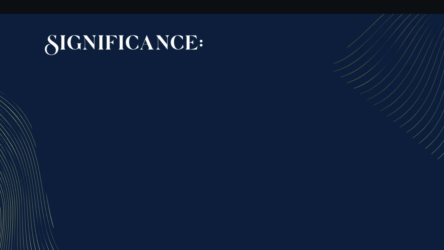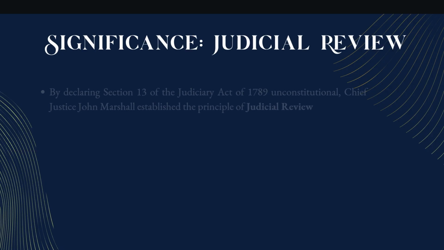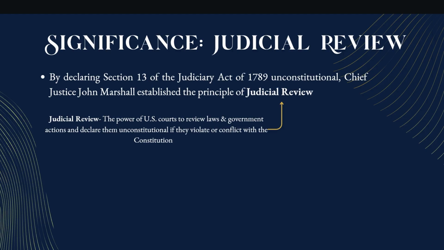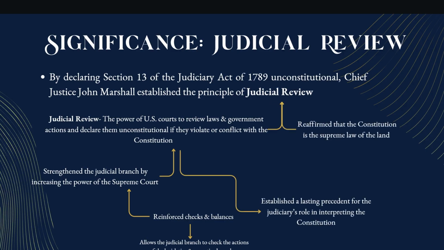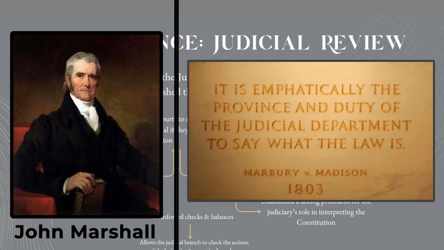Now, this is perhaps the most important part of this Supreme Court case. By declaring Section 13 of the Judiciary Act of 1789 unconstitutional, the Supreme Court established the principle of judicial review. Judicial review is the power of U.S. courts, in this case, the Supreme Court, to review laws and government actions and declare them unconstitutional if they violate or conflict with the Constitution. This decision strengthened the judicial branch by reaffirming its role in interpreting the Constitution and added another layer to the system of checks and balances between the three branches of government. Even today, judicial review remains one of the Supreme Court's most important powers.